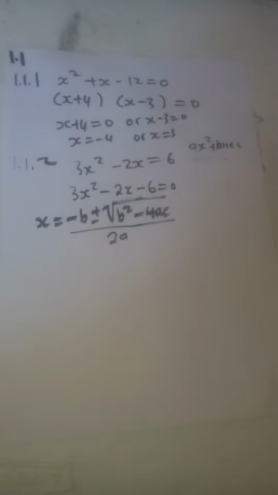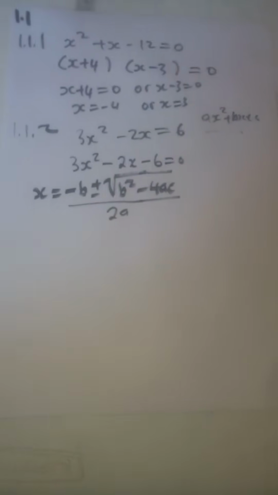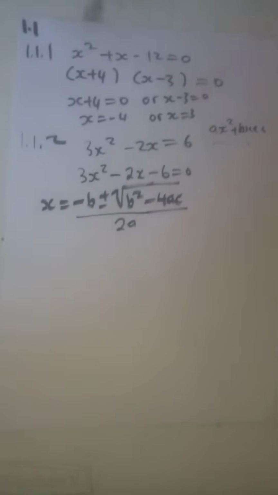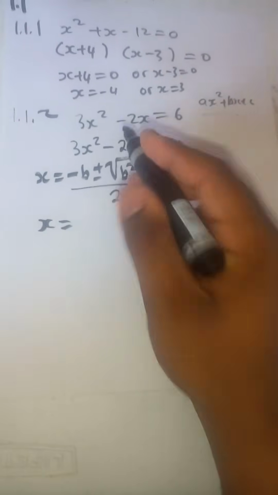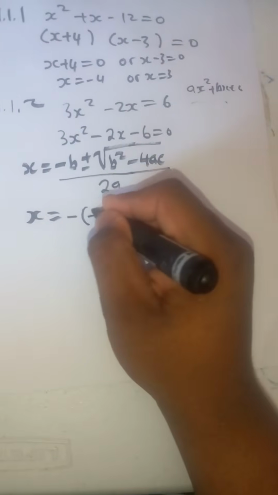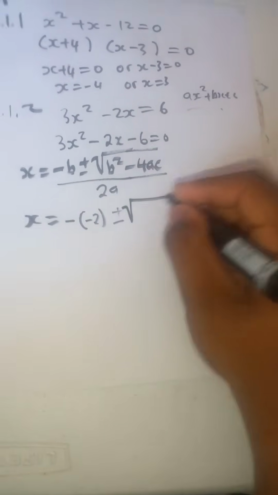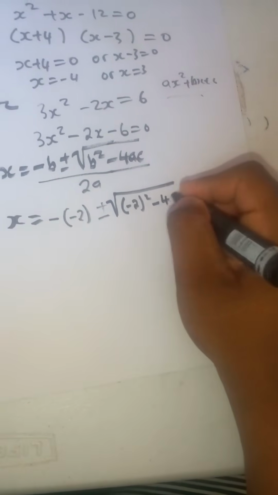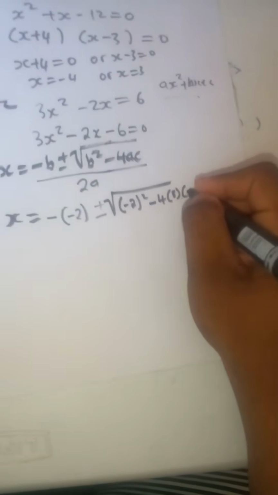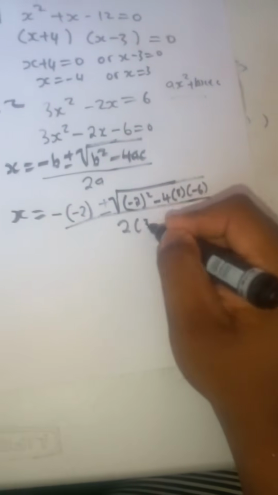over 2a. Can you see it now? On the second step, don't just go straight to the answers. Substitute and show them where you got your answers. Now we are going to substitute together. x equals, what is the value of b? It is minus 2, so minus minus 2, plus or minus the square root of minus 2 squared minus 4 times 3 times minus 6, over 2 times 3.